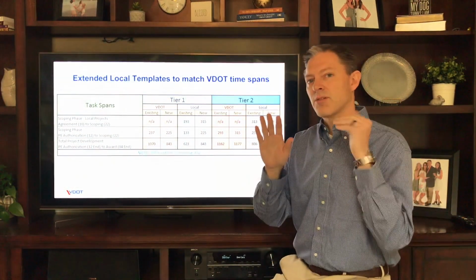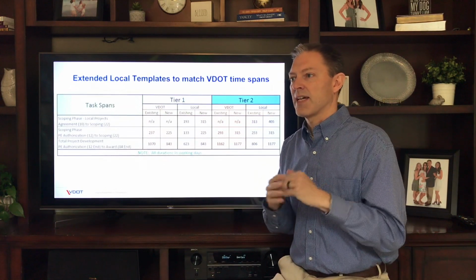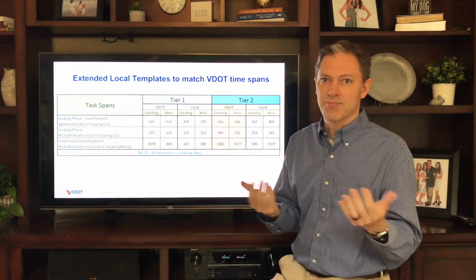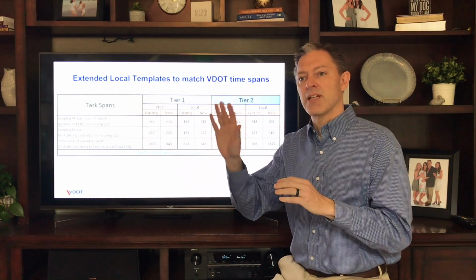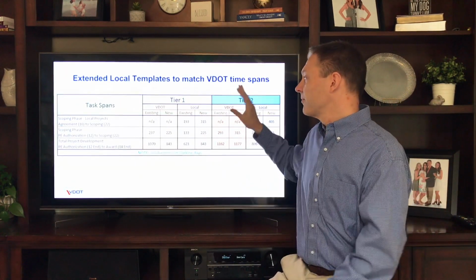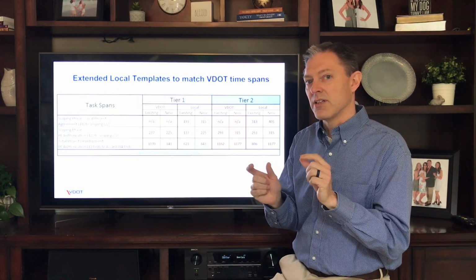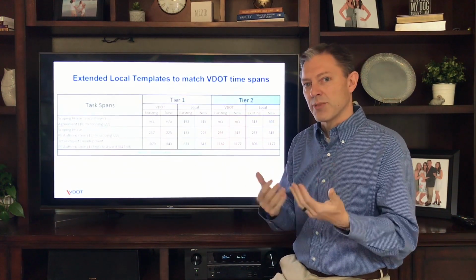It's really difficult to compare apples to apples on the VDOT versus local templates. The reason for that is the VDOT templates have so many more tasks, whereas the local templates may have 10 to 15 or 20 tasks, the VDOT templates may have 100 or more. So comparing just durations really doesn't give you a good answer to make sure you're being fair to everybody.